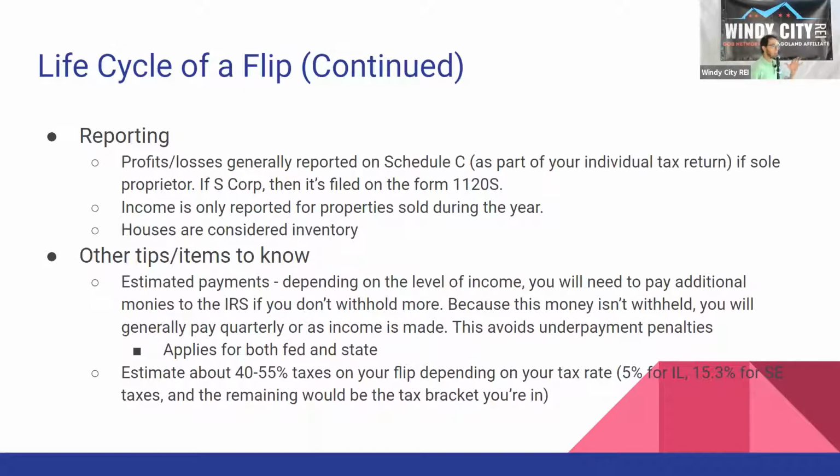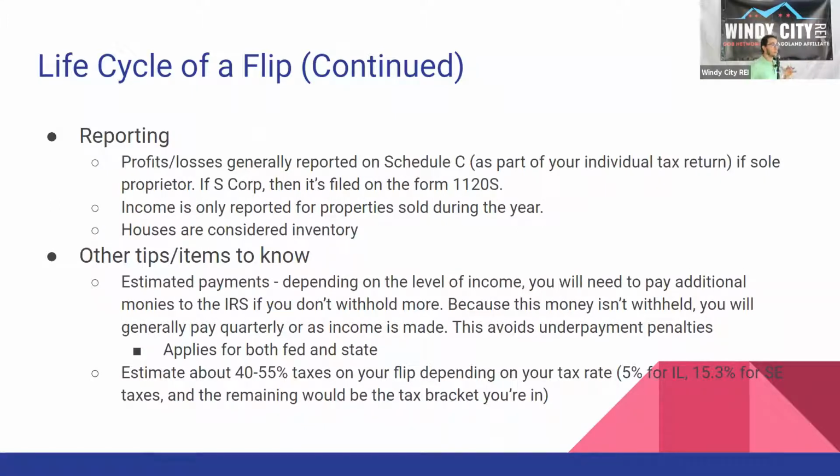And then in terms of the reporting, just to make sure that you see it from your accountant and you have a check on them, they're generally reported on Schedule C as part of your individual tax return, as part of your 1040. But I know some people have single member LLCs, which we'll get to in a minute, and you can elect to have an S corporation. If that's the case, you'd file an 1120S, which is the S corporation tax form. And just to reiterate, income's only reported on the property sold during the year, and houses are considered inventory.